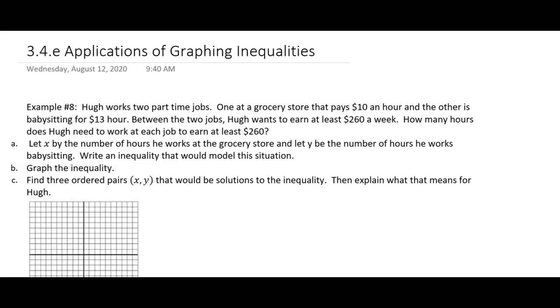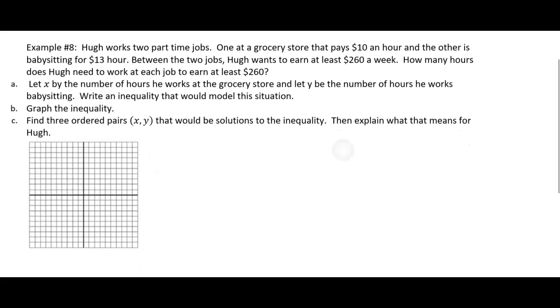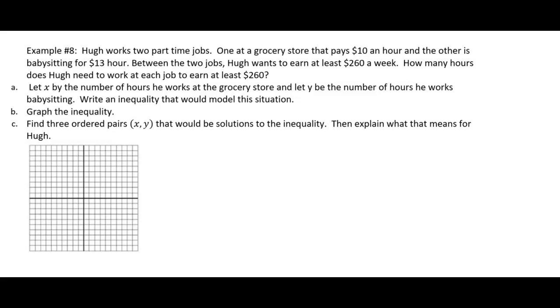So now we have an application problem. It says he works two part-time jobs, one at a grocery store that pays $10 an hour, and the other is babysitting, $13 an hour. Between the two jobs, he wants to earn at least $260 a week. How many hours does he need to work at each job to earn at least $260?